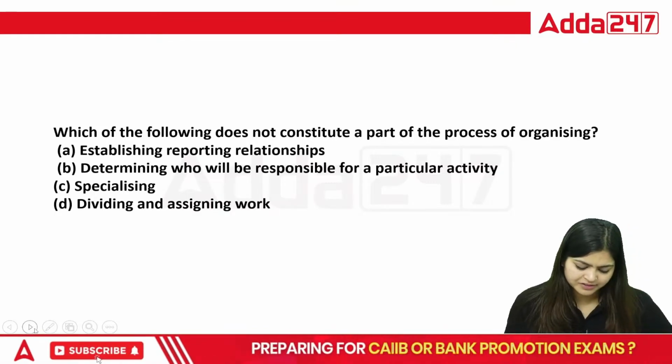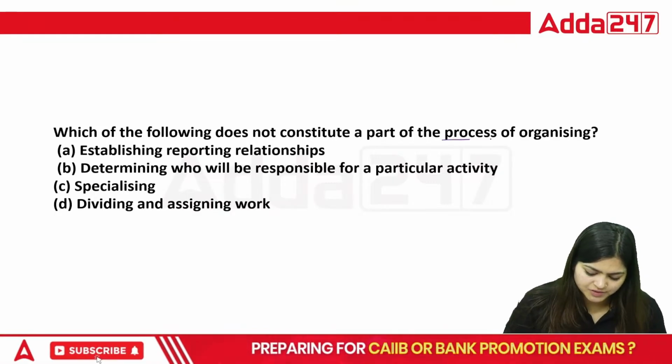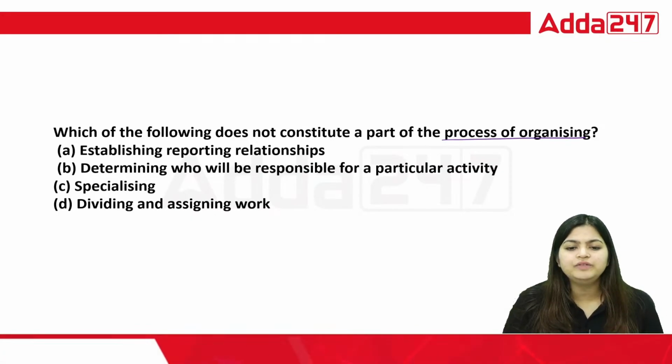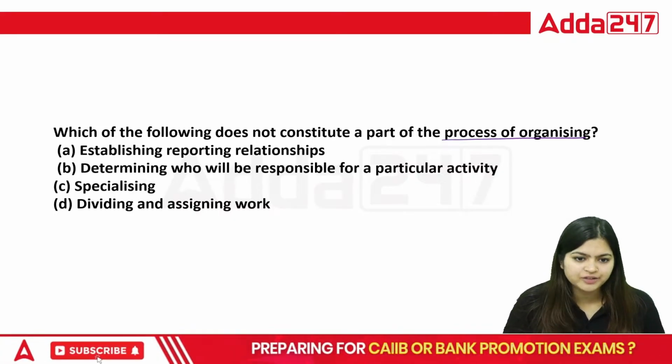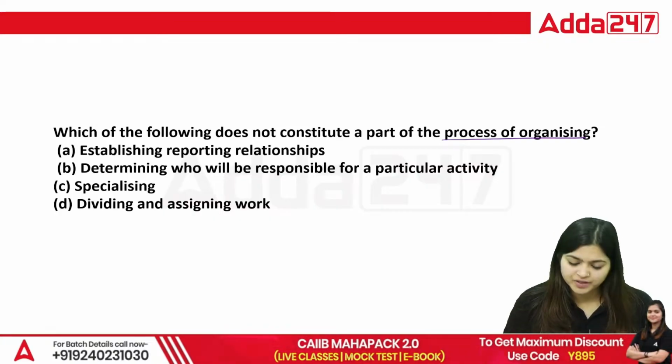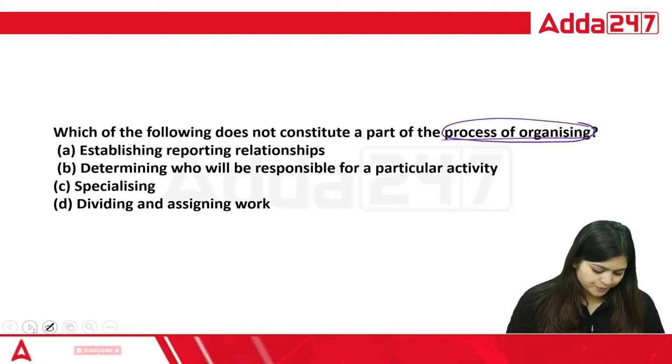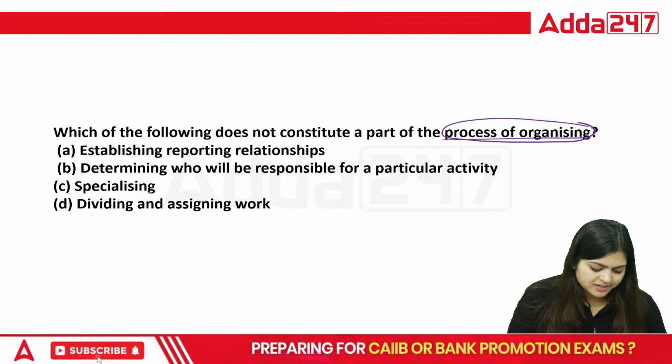Which of the following does not constitute a part of the process of organizing? A. Establishing reporting relationships. B. Determining who will be responsible for a particular activity. C. Specializing. D. Dividing and assigning work. Now, when we talk about the process of organizing, the correct answer is going to be answer C.